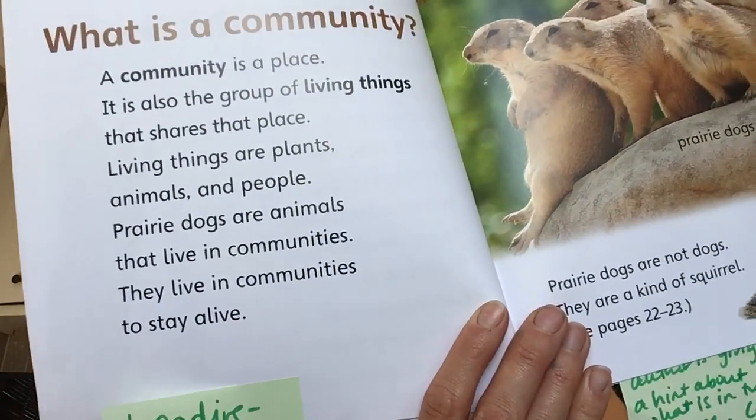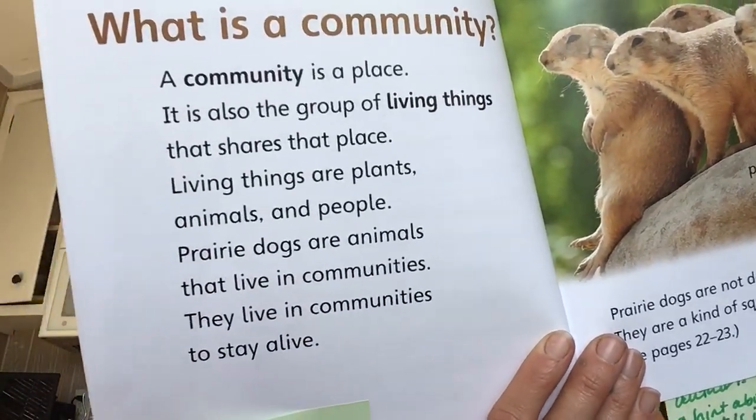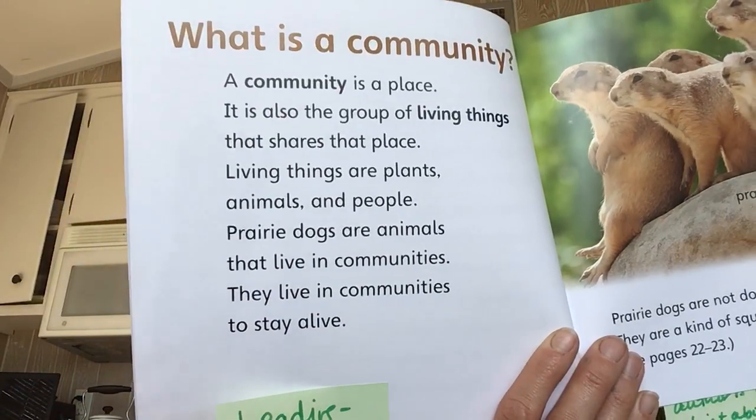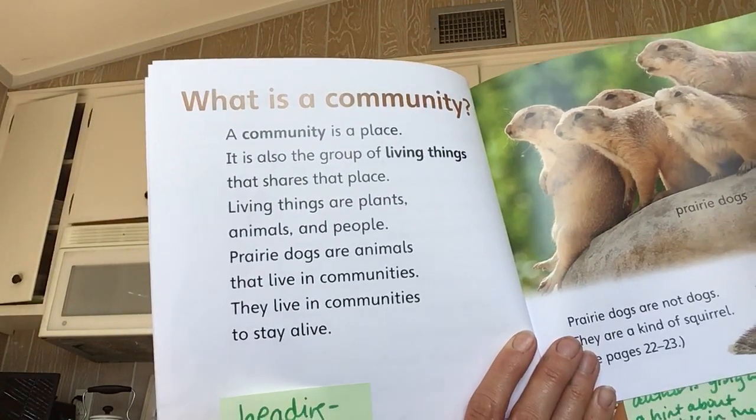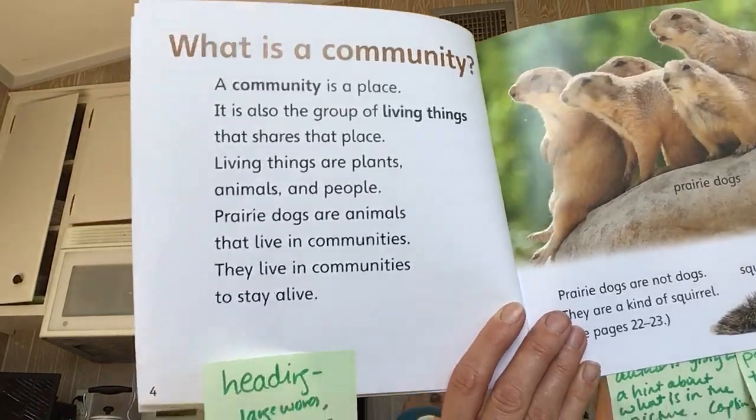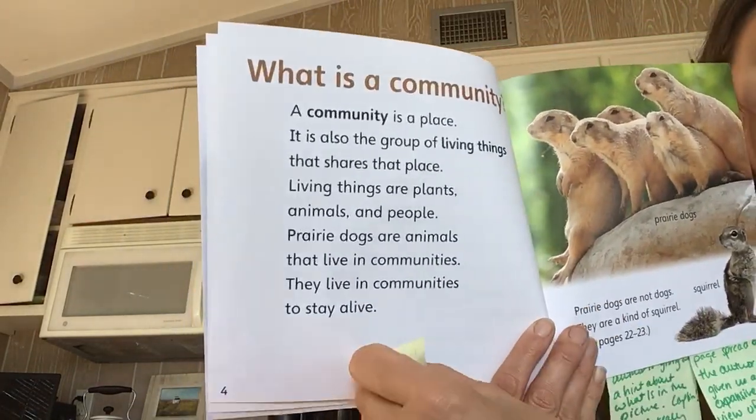So what is a community? A community is a place. It is also the group of living things that share that place. Living things are plants, animals, and people. Prairie dogs are animals that live in communities. They live in communities to stay alive.